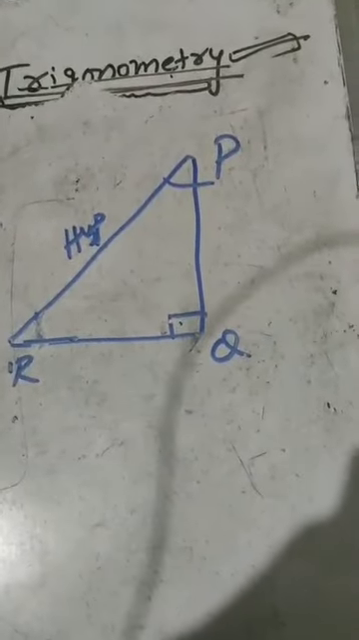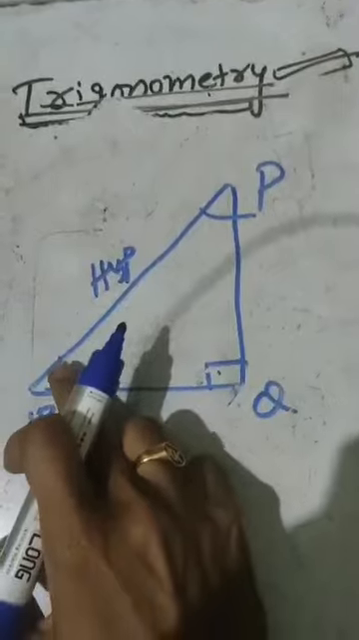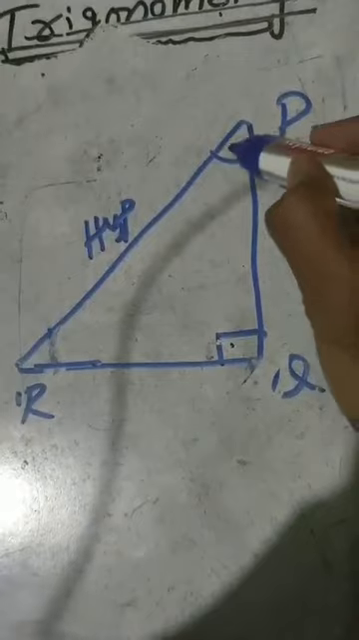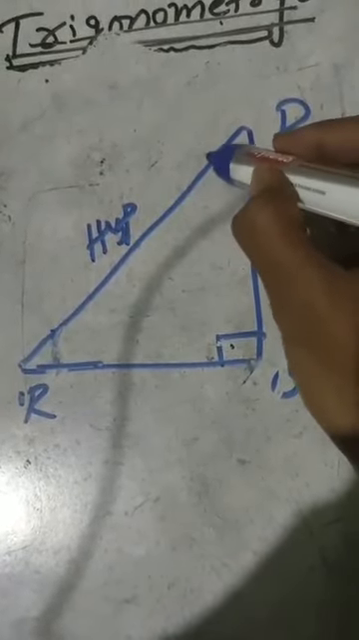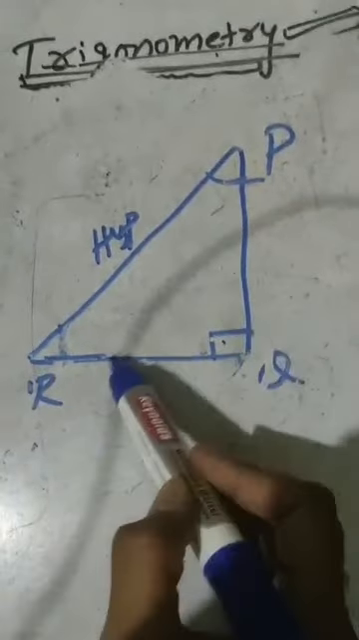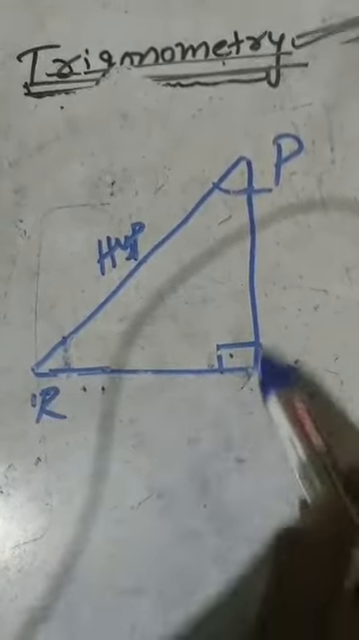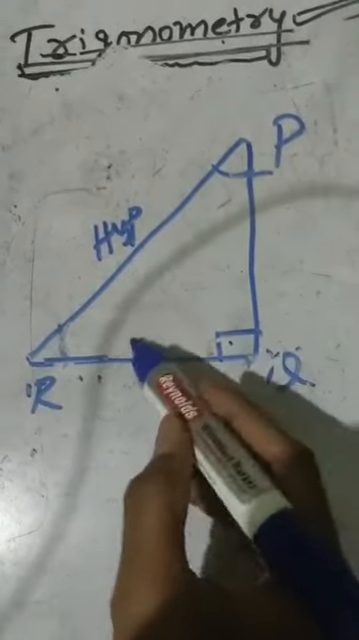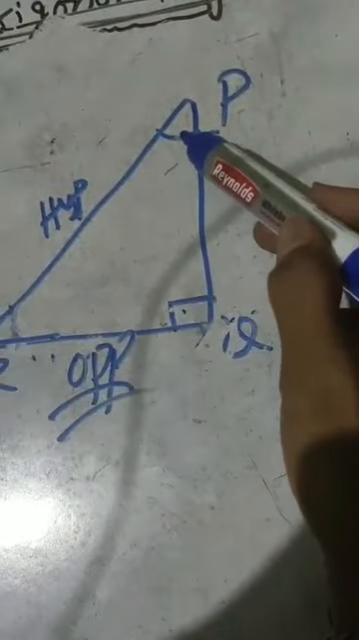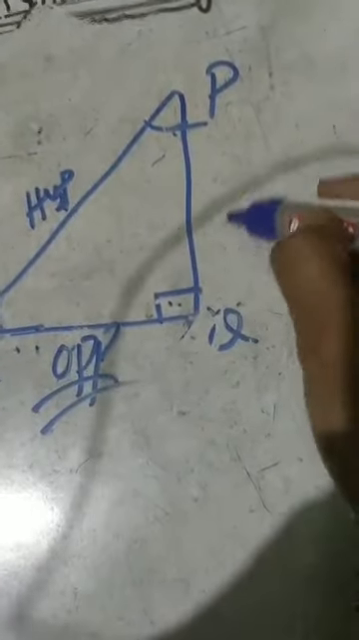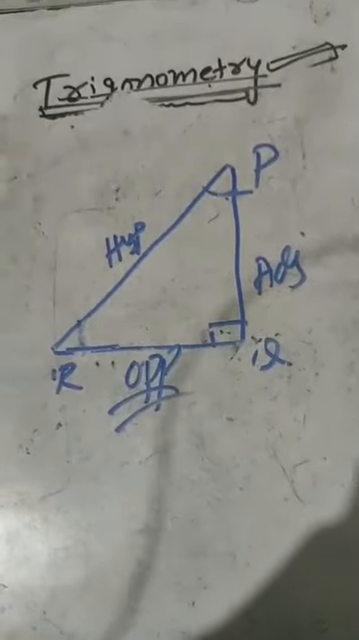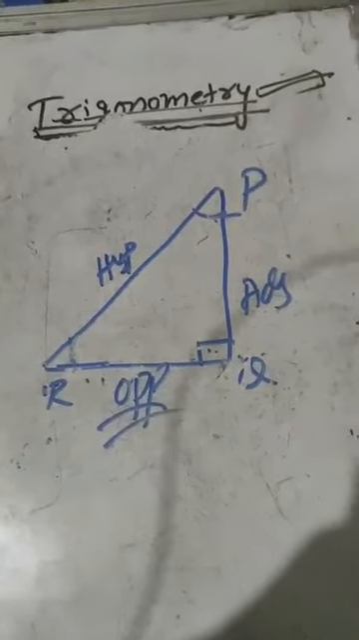Then look at the marked angle. Here the two acute angles are R and P. One of the angles is marked, that is P. The side opposite to the marked angle P is QR, and it is the opposite. The remaining side, which contains both the marked angle and the right angle, is called adjacent. You are all familiar now with the hypotenuse, opposite and adjacent.